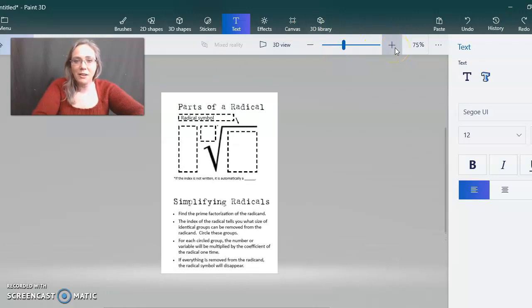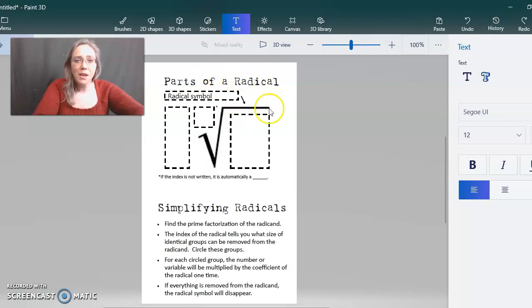Okay, so the first thing we're going to look at is parts of a radical. So we need some vocabulary terms. Now, not surprisingly, if we're talking about parts of a radical, this is actually what we call a radical symbol. You guys have probably heard about it as a square root symbol, and it is one, but only if the index is 2. So there's the radical symbol.